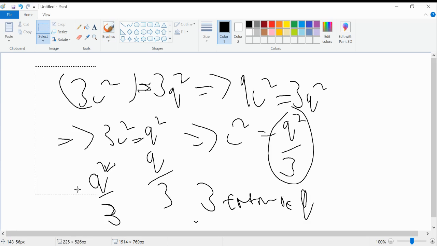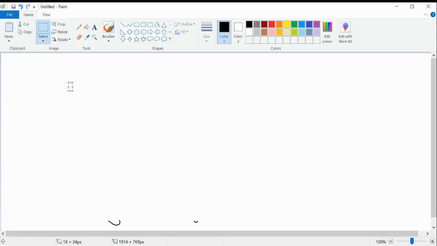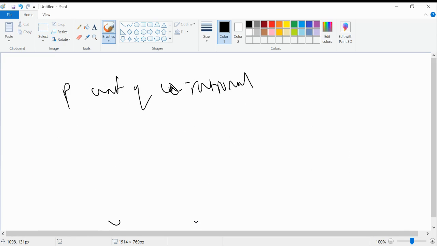Now, recall from the beginning, we said that in order for that whole thing to be true, p and q are co-prime. Co-prime means that they have no common factor. We've just shown that p and q both have 3 as a common factor. That's a contradiction.